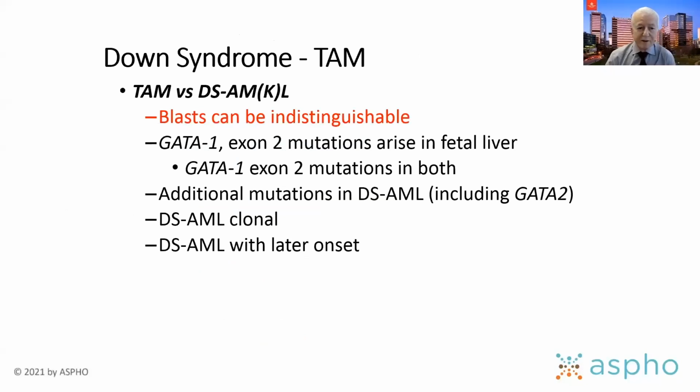So as I mentioned, the blasts are indistinguishable, and you will find GATA1 mutations in both the leukemia and the transient abnormal myelopoiesis. But you look for the other mutations in addition in the AML and find the clonal proliferation that is present in the true leukemia. And also remember that these patients may develop their leukemia a year or 2 or 3 after they presented with TAM, so they bear close follow-up.